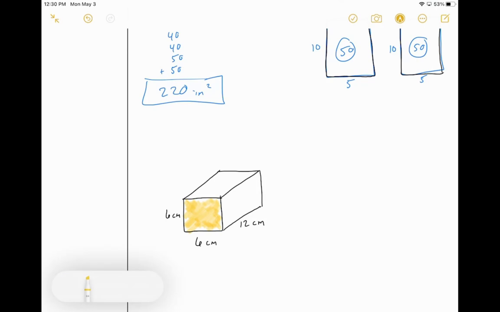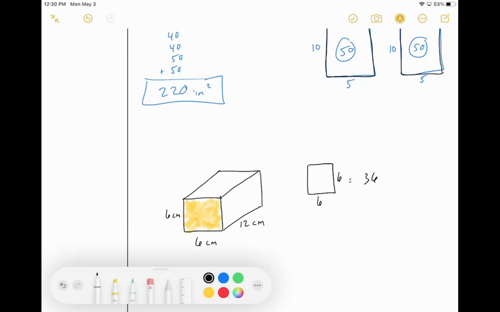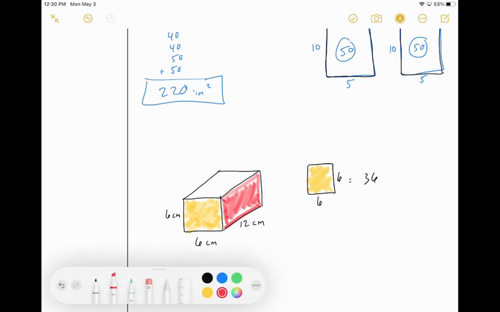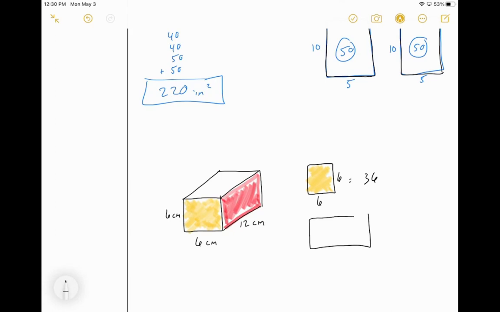Okay, so first one I have is that 6 by 6 right there. And I know that 6 times 6 is 36. Next, I've got, and this will be in yellow here so you can see it. Next, I've got this other one here. I'll put it in red. That is 12 here and 6 high, so that's a 6 by 12. So 6 by 12 is equal to 72.